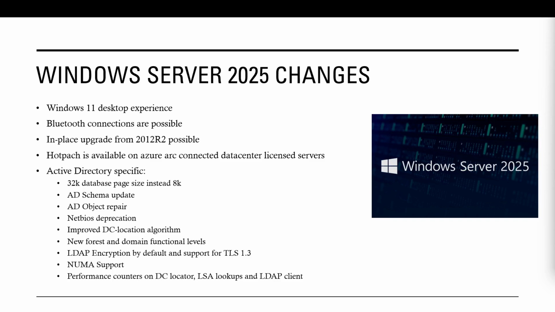And then for Active Directory specifically, when we install it on Server 2025, you will now have a 32K database page size instead of 8K. Since Windows 2000, it was always an 8K database page size, so now it's the first time in 25 years that we have an increased database page size.